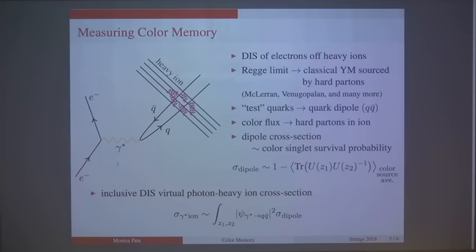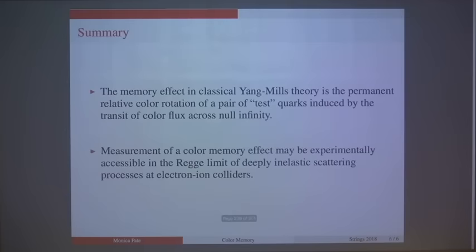And finally, the inclusive virtual photon heavy ion cross-section factorizes into a piece corresponding to the splitting of the virtual photon into the quark-antiquark pair and the dipole cross-section, so it can be simply related to the color memory effect. So to summarize, I have described the color memory effect, which is the analog of the gravitational memory effect for classical Yang-Mills theory, and I have discussed its potential for measurement in experiment. Thank you.